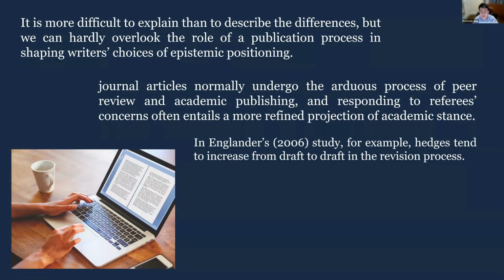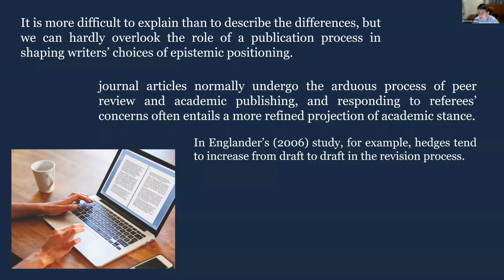It is more difficult to explain than to describe the differences, but we can hardly overlook the role of the publication process in shaping writers' choices of epistemic positioning, because in the expert corpus, we use the journal articles. These articles have gone through editing and reviewing processes, and there are a lot of studies by scholars who look at ERPP practice. They found that journal articles normally undergo the arduous process of editing, review, and academic publishing, and writers try to respond to the concerns of reviewers. So they try to show a very refined projection of academic stance.